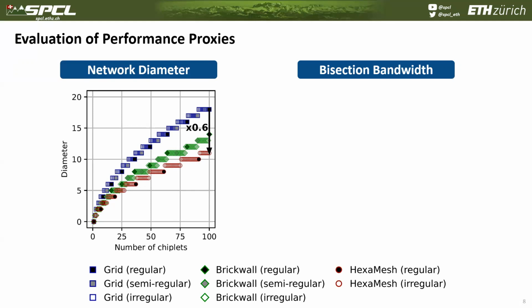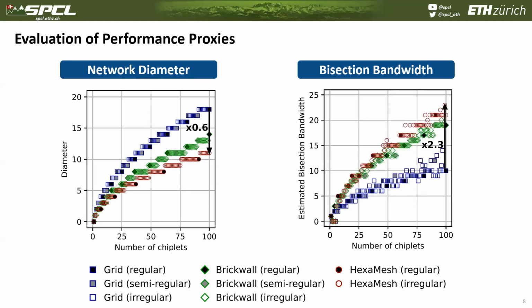So this looks pretty good, but what about the bisection bandwidth? On this plot, you can see the bisection bandwidth on the y-axis and the number of chiplets on the x-axis. Here we can see that the grid arrangement in blue has the lowest bisection bandwidth. The brick wall arrangement in green has a significantly higher bisection bandwidth. And by going from a brick wall to a HexaMesh in red, we can further boost the bisection bandwidth of the arrangement. So also this is looking very well.